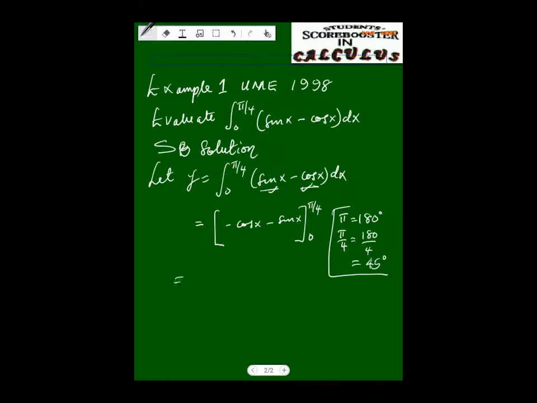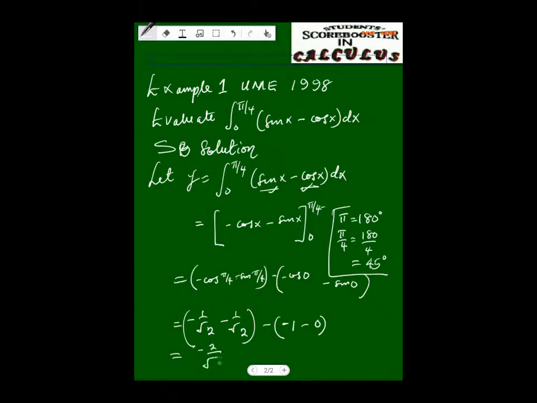So we go here, this will be equals to, you're going to use the limits. So I'm going to have cos 0, which is 1, minus 1, cos 0 is 1, and my sine 0 is 0. I hope this is clear. So if you simplify what we have here, you're going to have minus 2 over root 2 plus 1.